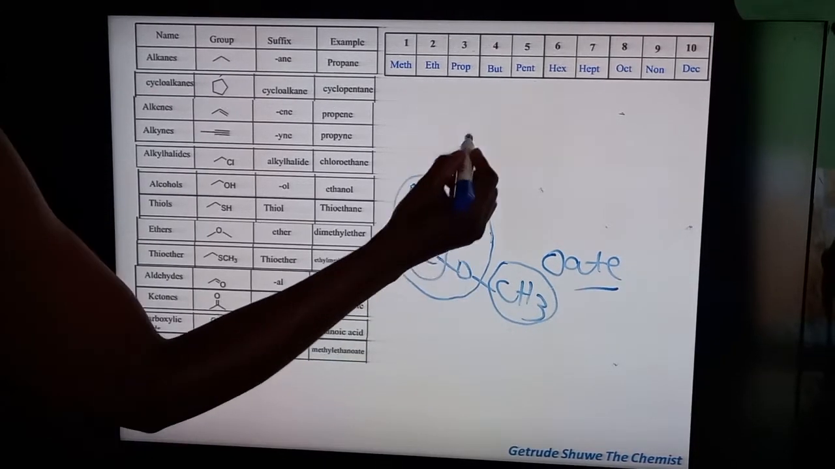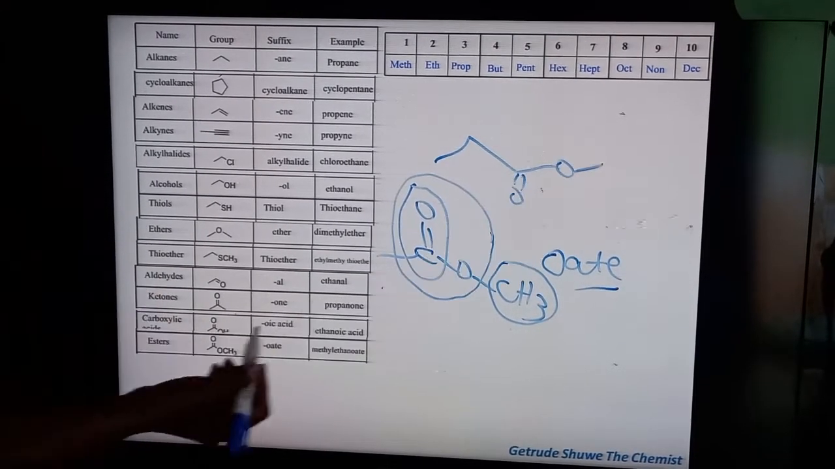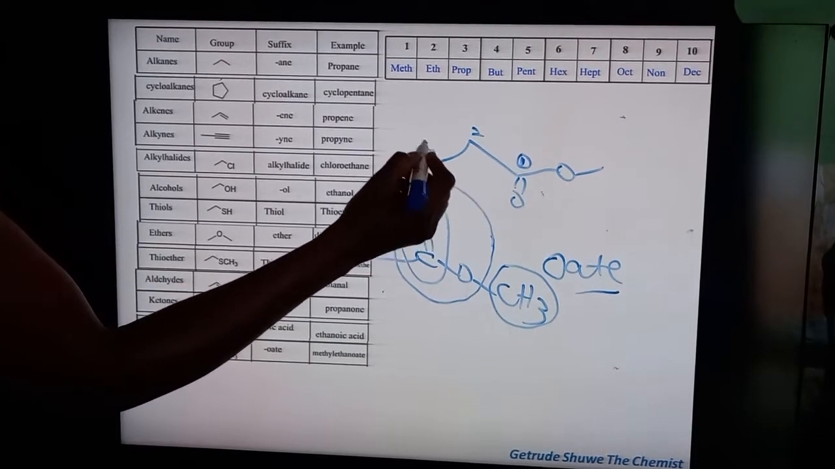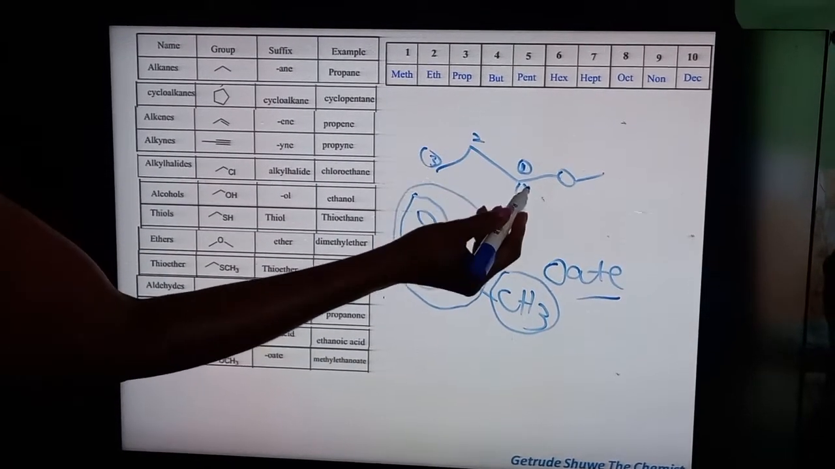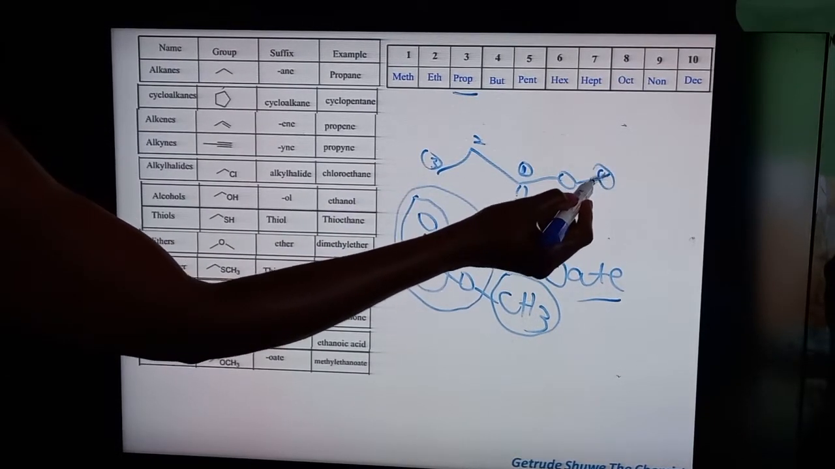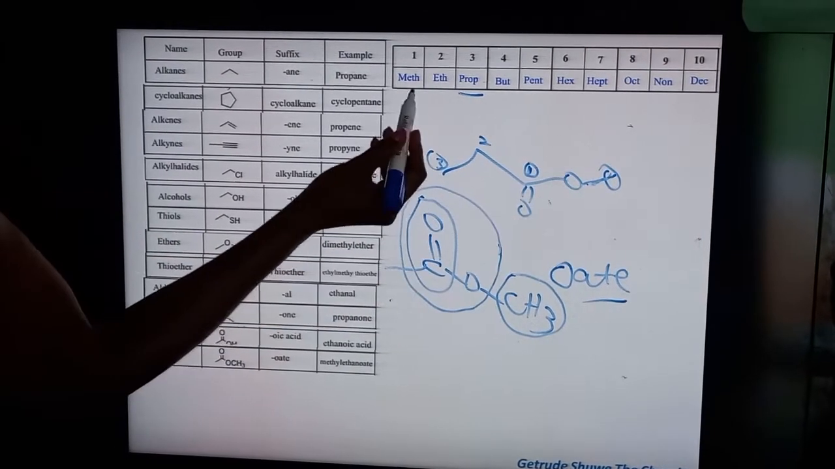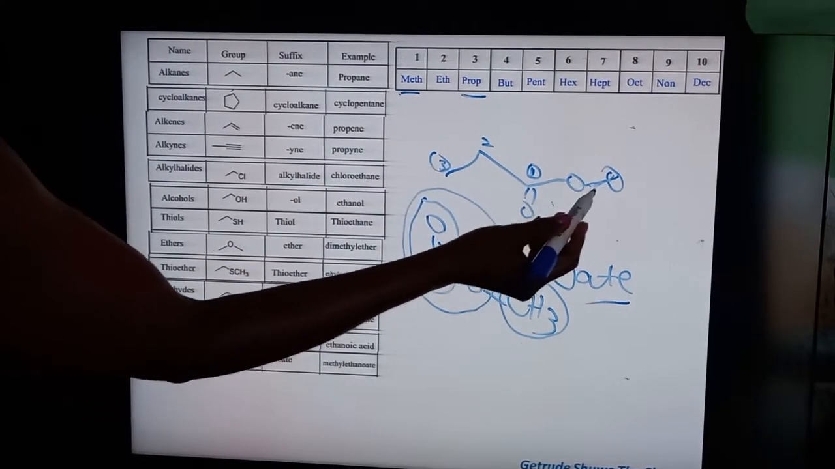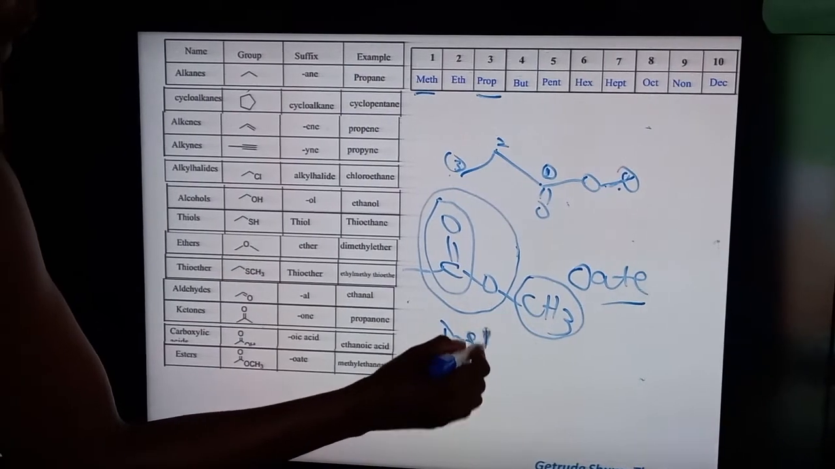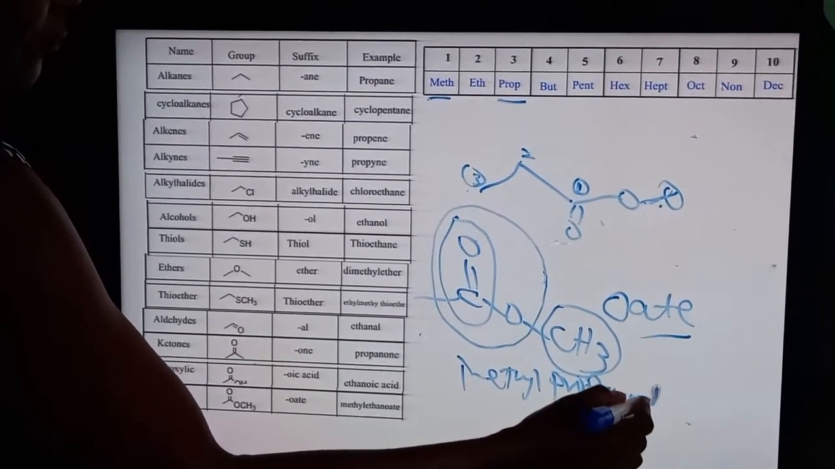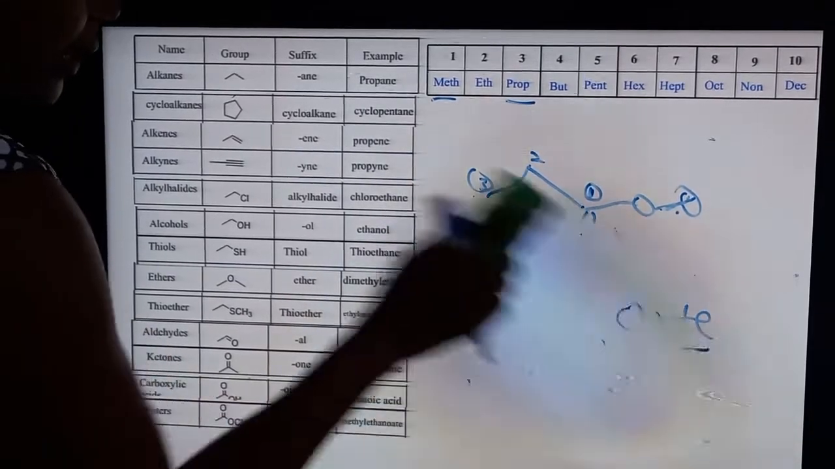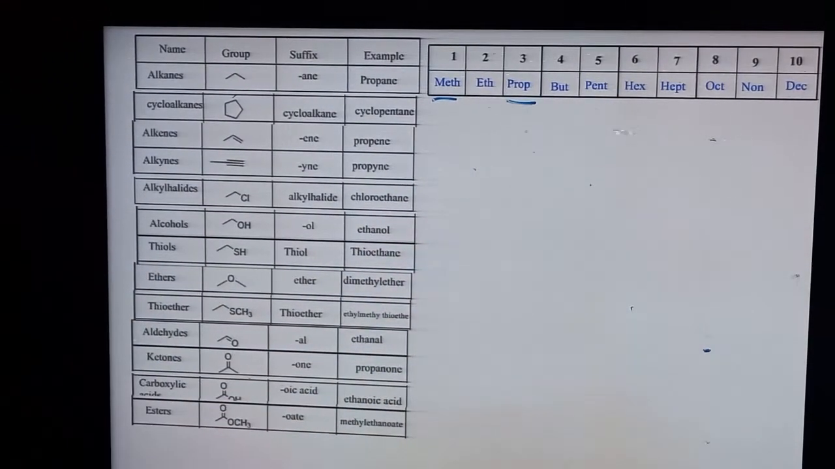For example, if you have an ester, in this case, this takes priority, number 1, 2, 3. So the longest chain has 3 carbons, prop. The branch coming off from the alcohol is 1 carbon, meth. So how you name this is methyl propanoate. We will come to detailed naming in the next video. Let's go to the next functional group.